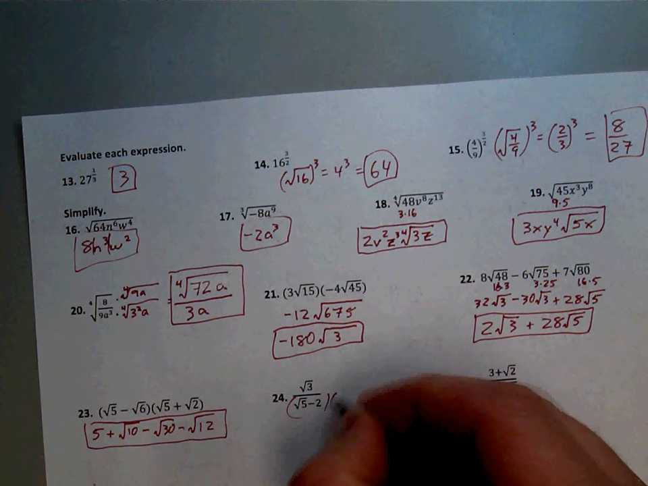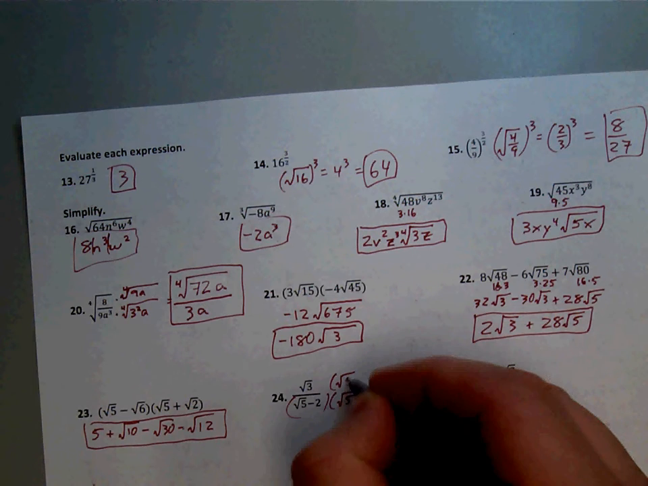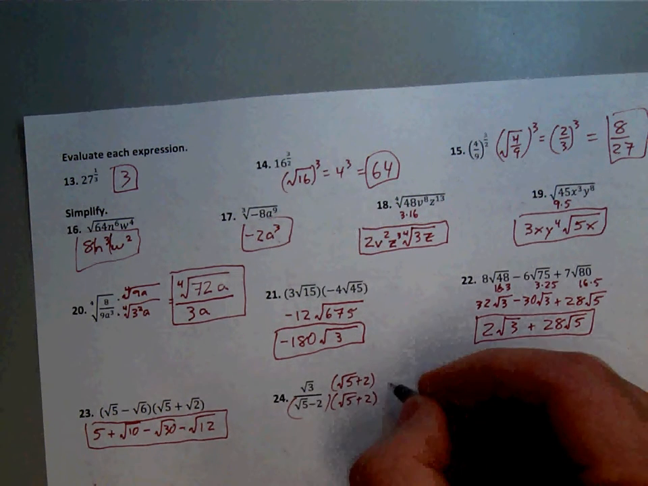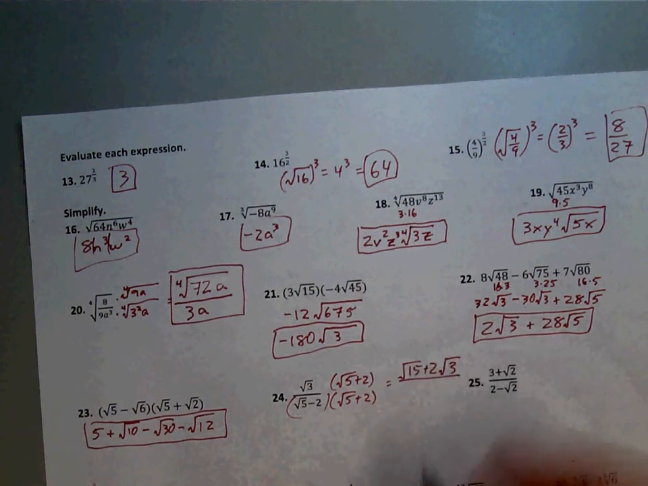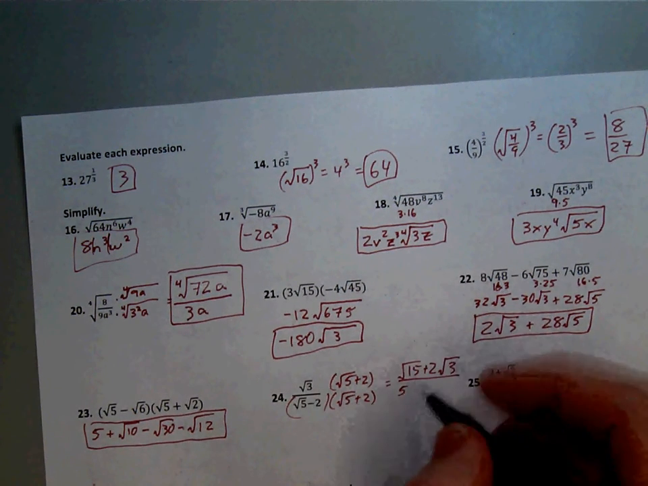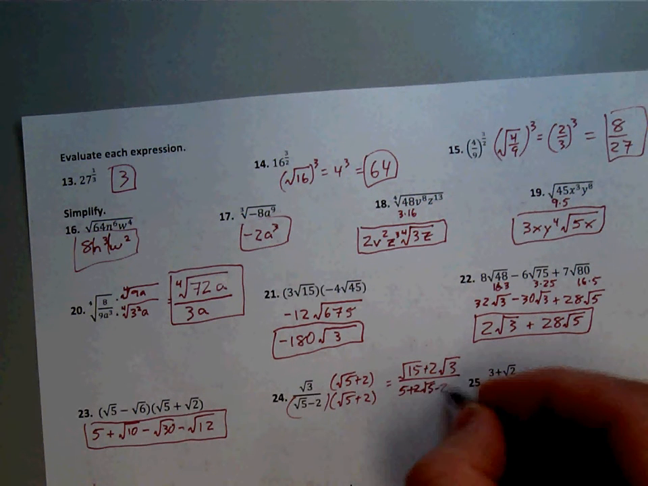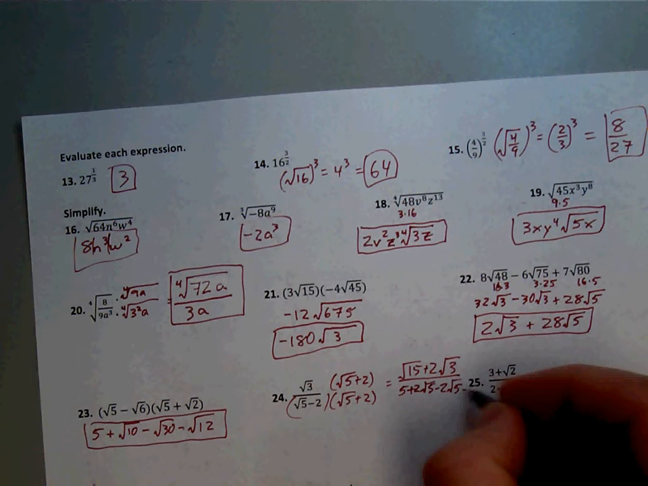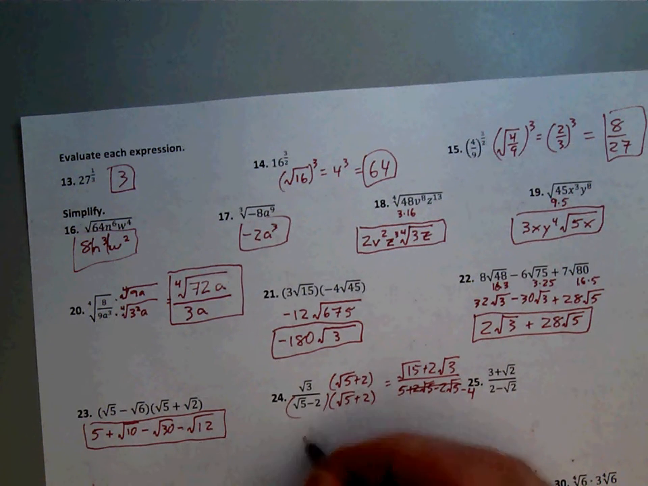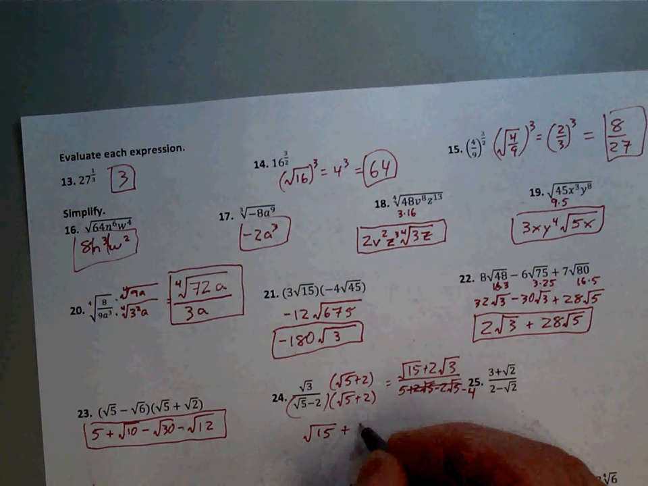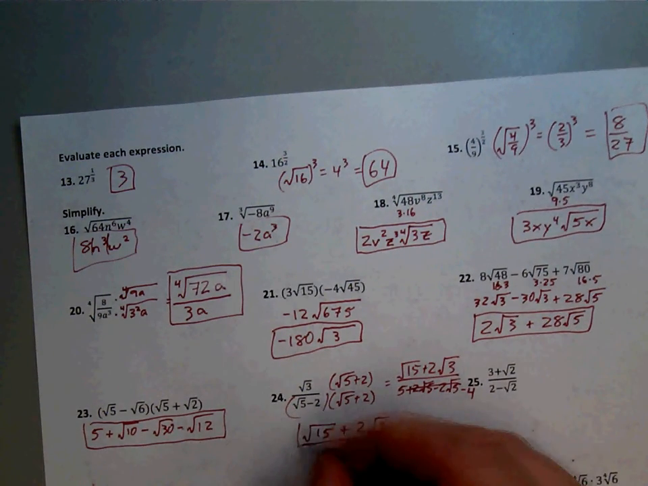I'm going to multiply by square root of 5 plus 2, the conjugate. In the numerator, we get square root of 15 plus 2 square root of 3. In the denominator, square root of 5 times square root of 5 is 5. We'll get plus 2 square roots of 5 minus 2 square roots of 5, minus 2 times 2 is 4. So the 2 square roots of 5 will cancel. So my numerator was square root of 15 plus 2 square roots of 3. And my denominator, I now have 5 minus 4, which is 1. So I don't even need my denominator.